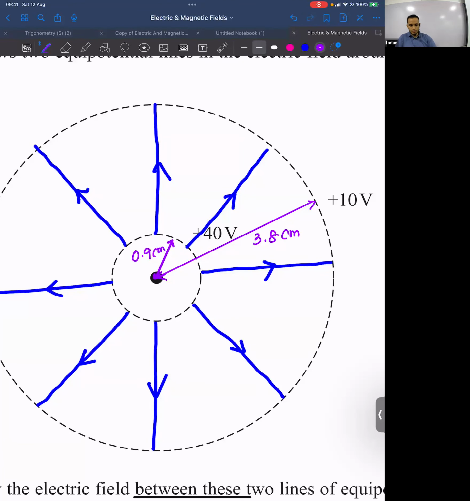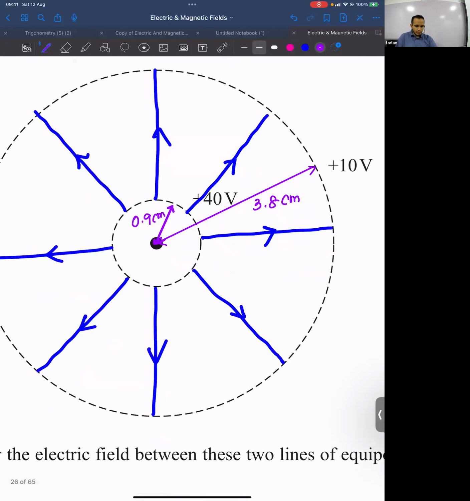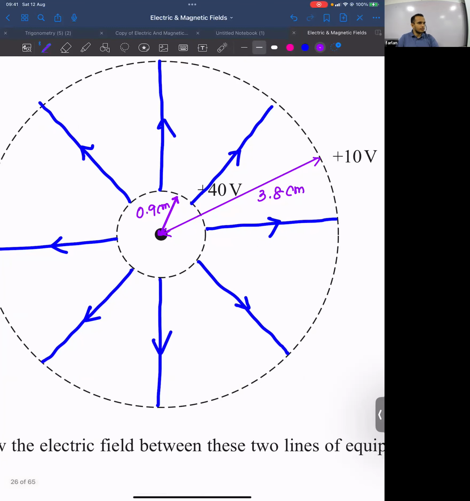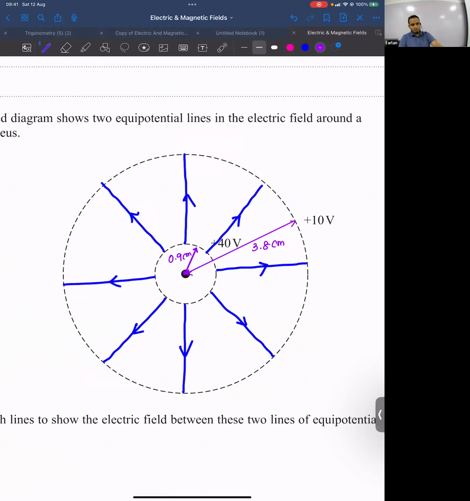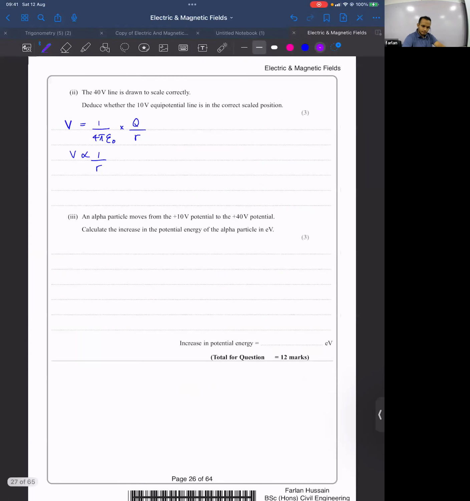3.8 centimeters. So 0.9 into 4 times is how much? 3.6. So 3.8 centimeters is pretty much okay, because there can be errors with your measurements as well. Sometimes when you have measured 0.9, it can't be exactly 0.9, it can be something between 0.8 and 0.9 as well. Or maybe it can be slightly more than 0.9 as well. So I would say yes.